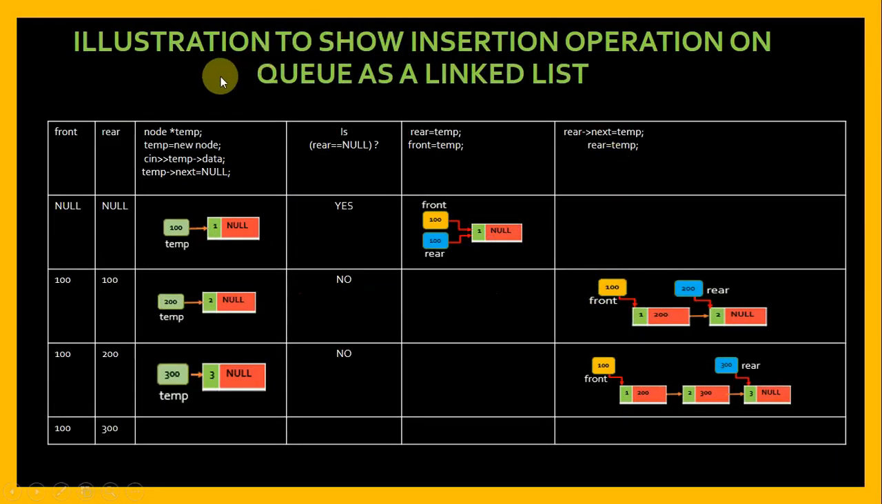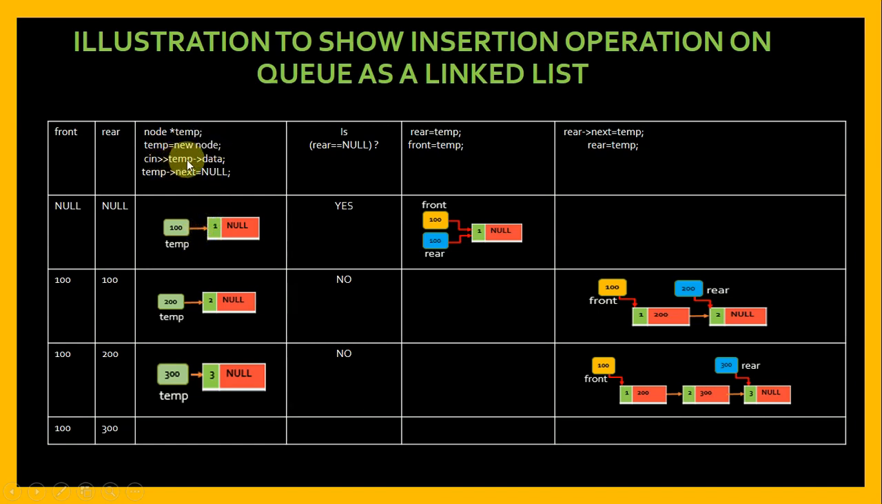Let us see the illustrations of it. In the beginning, both front and rear are null. Now we are creating a node using the statements: node start temp, temp is equal to new node. So you can see here, this is a new node which is created using this statement.